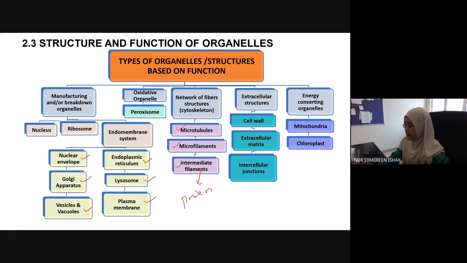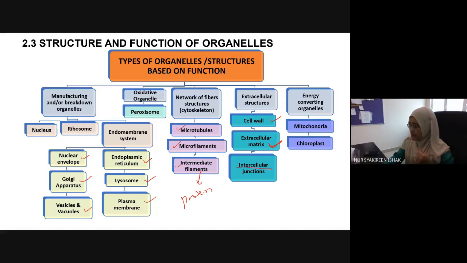All right. And then the next one, you have the extracellular structures, structures that are located outside of the plasma membrane. So you have the plasma membrane, and then outside you have the cell wall for plant cells. This one is for animal cells, just outside of the plasma membrane.